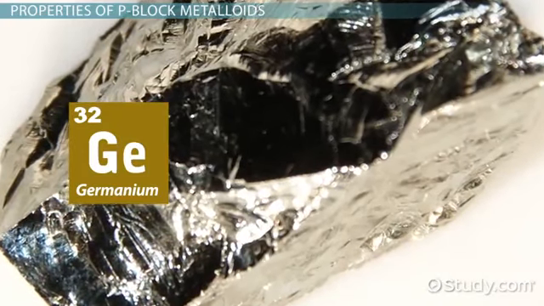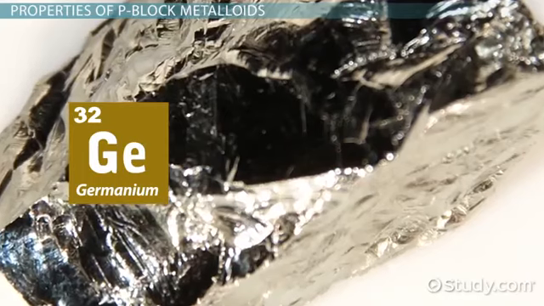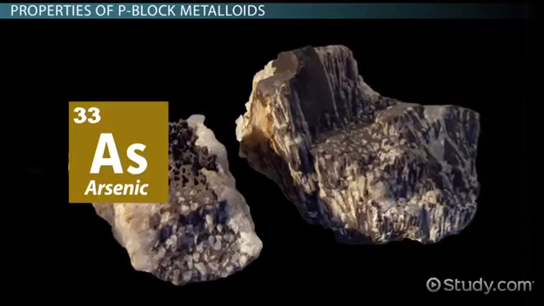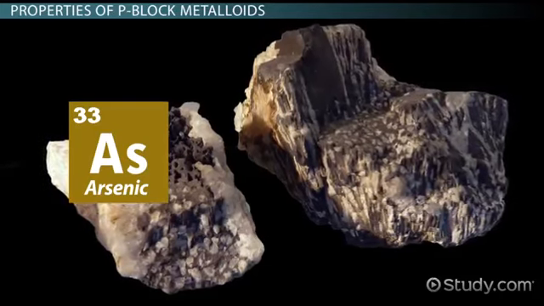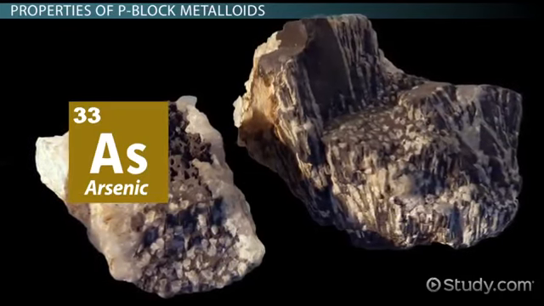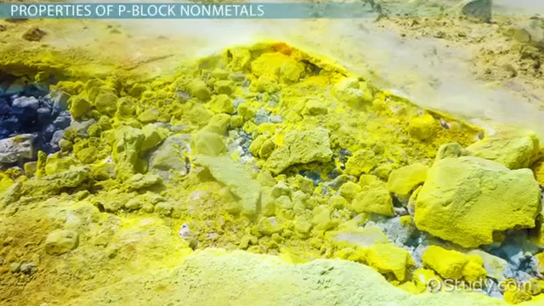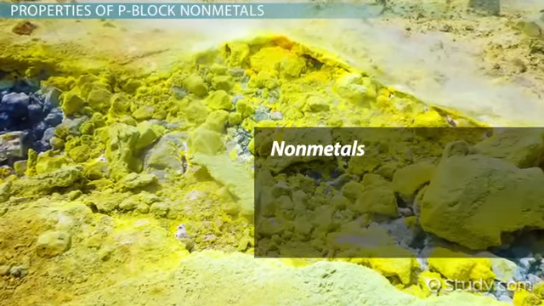Germanium has properties very similar to silicon, yet this element is much more rare. Arsenic is a toxic metalloid that has been used throughout history as an additive to metal alloys, paints, and even makeup. Most of the p-block elements are nonmetals.